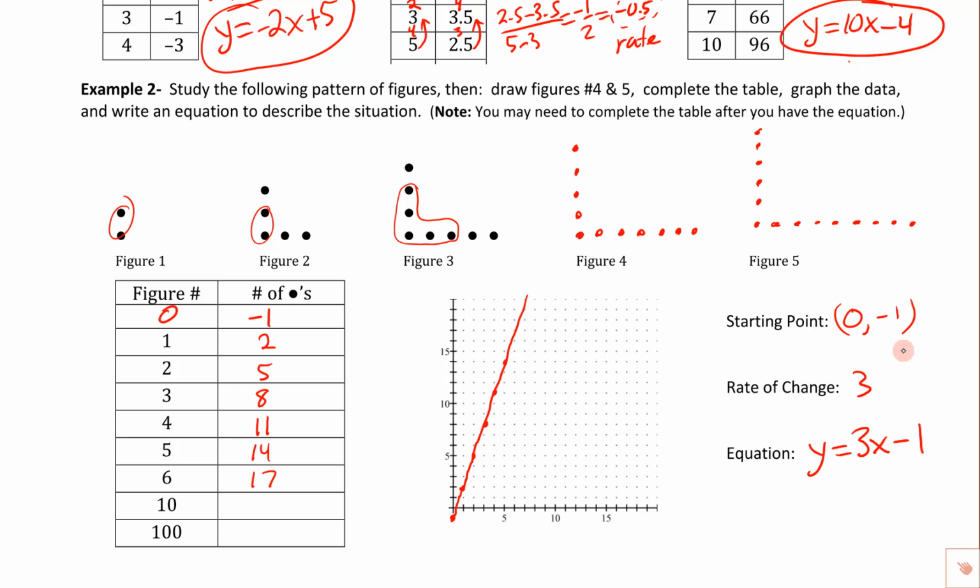And there's our equation. So we've got all of that information right there. Now we've got enough that we can finish off the table. So let's go ahead and do this. What if we were on figure number 10?